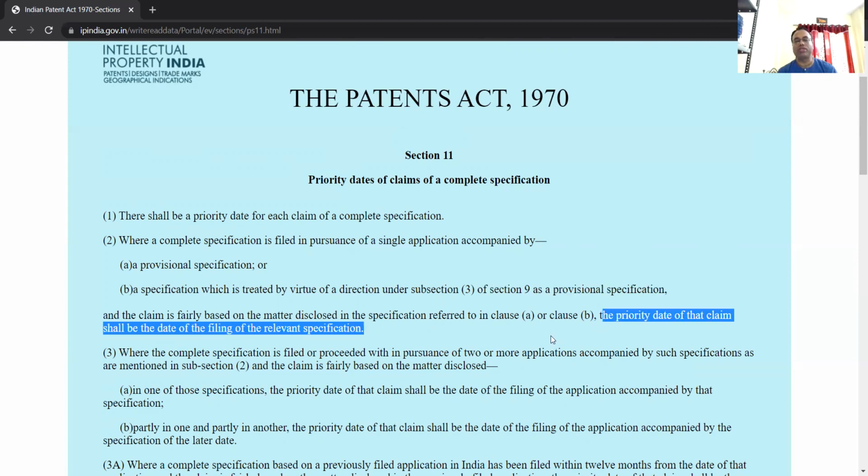So what is the priority date of the claim in the complete specification? The priority date is the date of filing of that relevant specification. So if you file a provisional on January 1st, and then you file a complete specification on October 1st, then the priority date of the claims in the complete specification is January 1st. And if you are filing more provisional specifications in between and combining them together into one complete specification, then the claims will correspond accordingly to where they were mentioned first in the provisional specification.